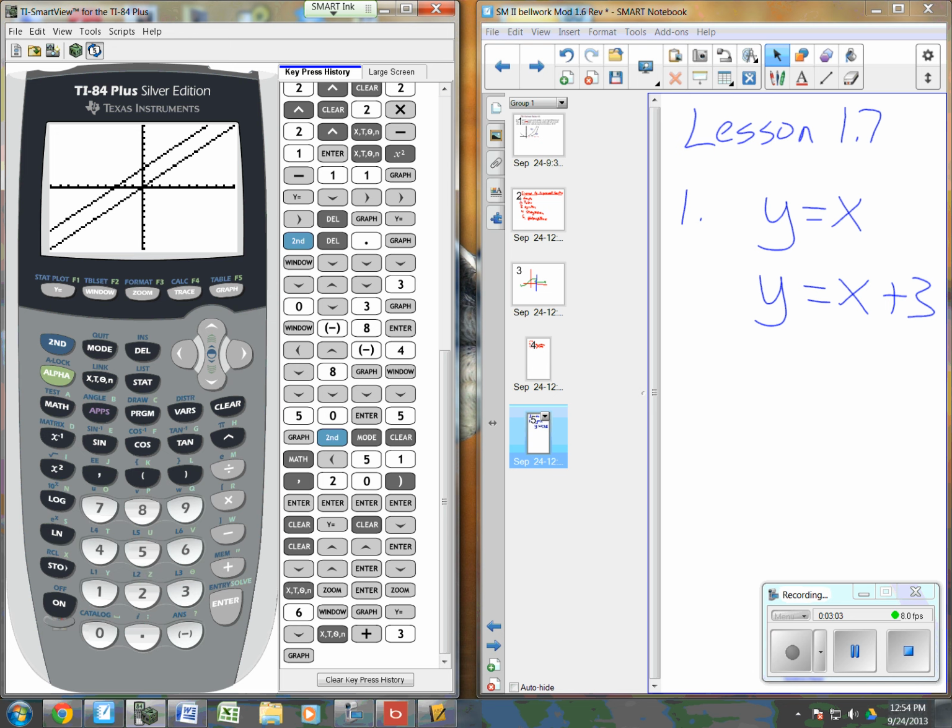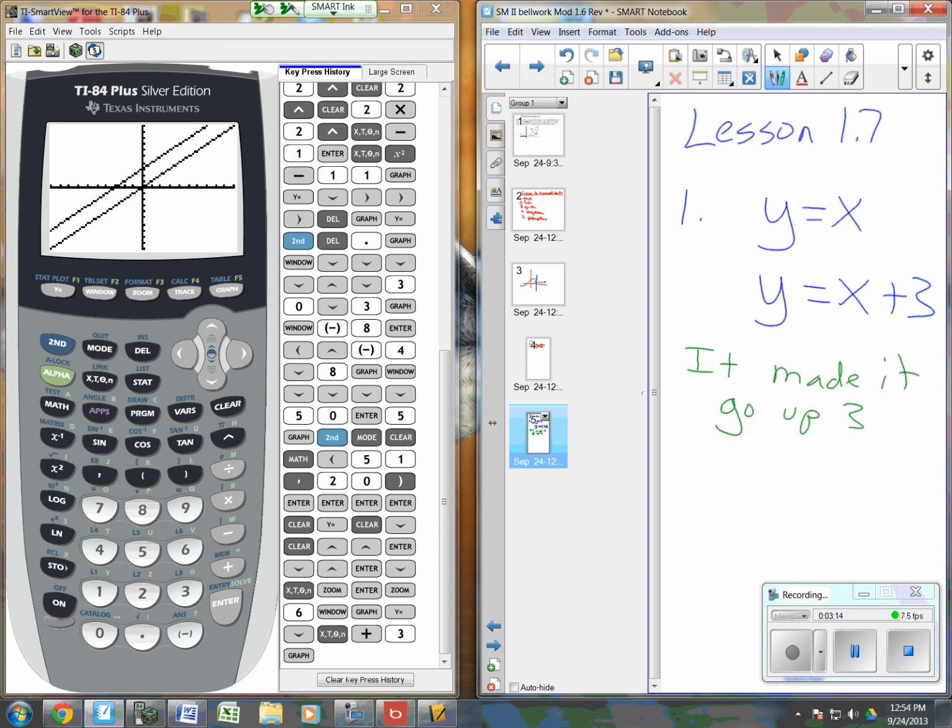It made it go up 3. That's exactly what you'd say. So Dan said, it made it go up 3. It made it go up 3 units. There you go. That's your answer. That's what it's asking you to do on that one.